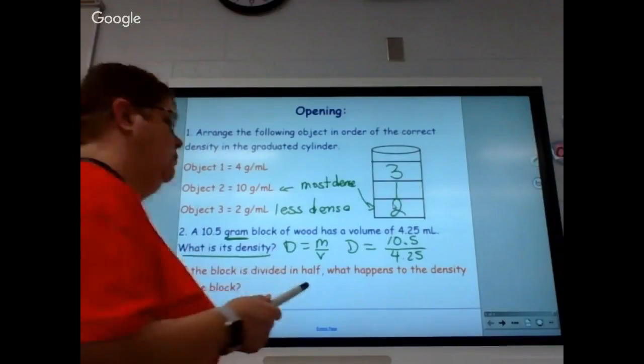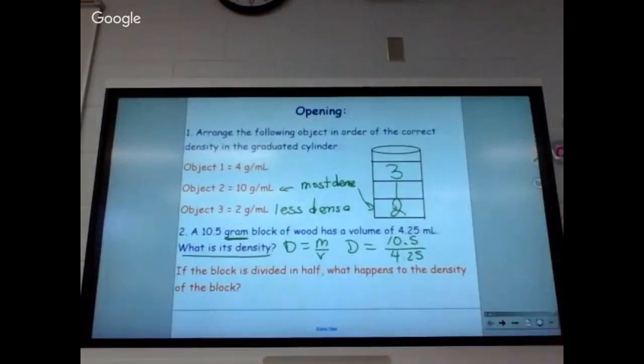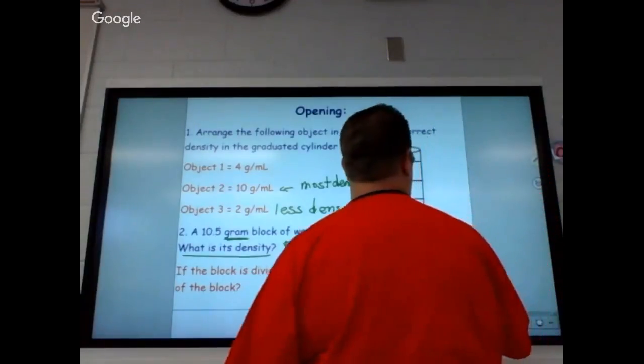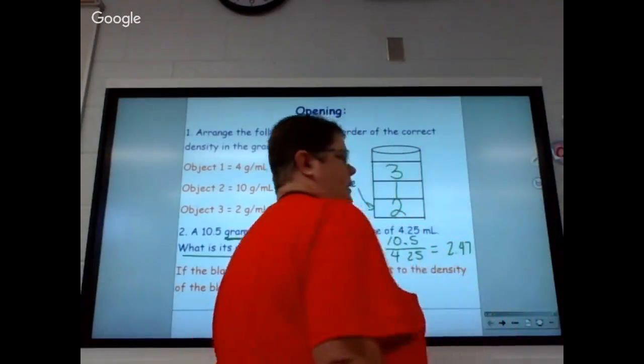Divide. Logan, William, stop. So take a calculator if you didn't get one. Get one in a little bit. 10.5 divided by 4.25, and we get 2.47. Take my nice scientific buddy there. 2.47. You can just round off. Again, no more than 2 places behind the decimal.